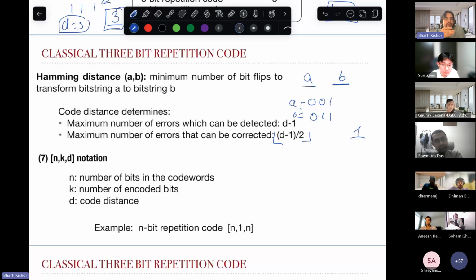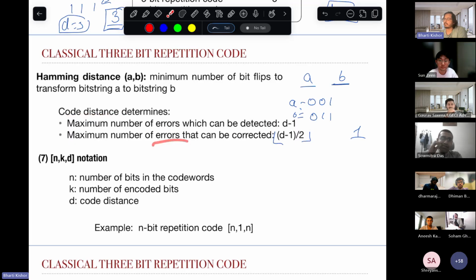On the other hand, for the majority method to work, you need to have the number of bit flips restricted to the floor of (d minus 1) by 2. So this gives you an intuition why the code distance determines the number of errors which can be detected and the number of errors that can be corrected.